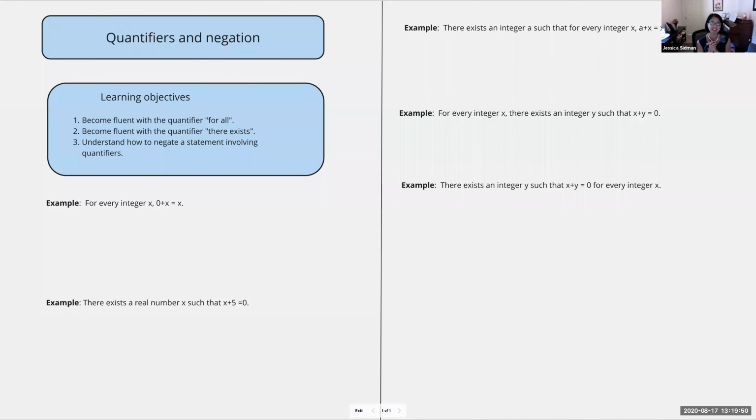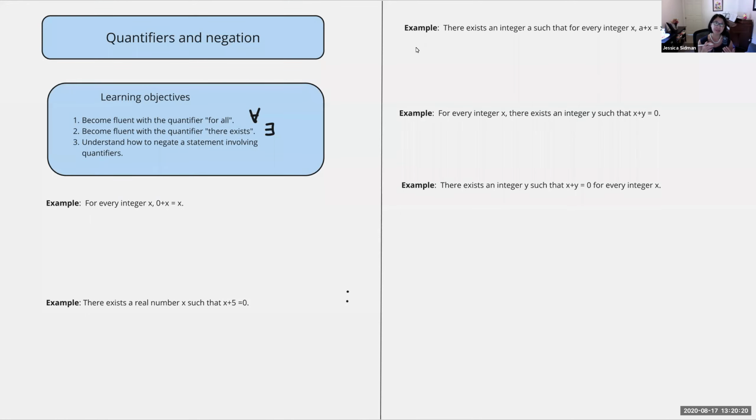Okay, in this video we're going to talk about quantifiers and negation. There are two quantifiers that we'll be working with. They're the for all quantifier, and there's shorthand notation for that. It looks like an upside down A. And the other quantifier is the existential quantifier, there exists, and the shorthand logical notation for that looks like a backwards uppercase E.